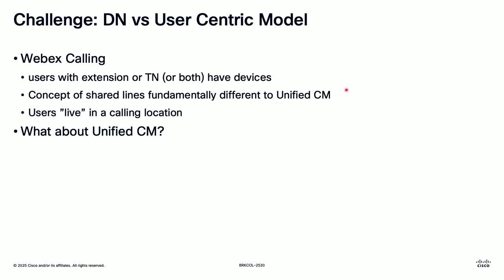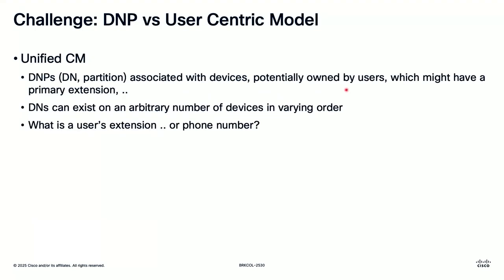Users live in a location, and in UCM, technically, you don't even have to have users, right? Because everything is DN-centric. In UCM, you create your DNs in some partitions. You associate these DNs with devices, create line appearances. These devices might be owned by users or not. And if it weren't for licensing, there would be no reason to have users at all on UCM, right?